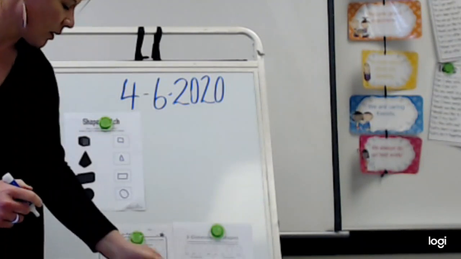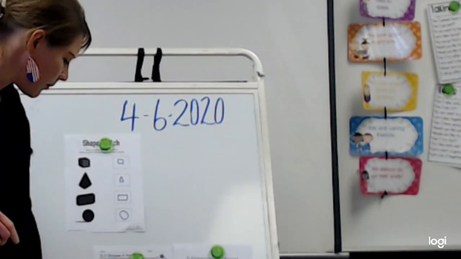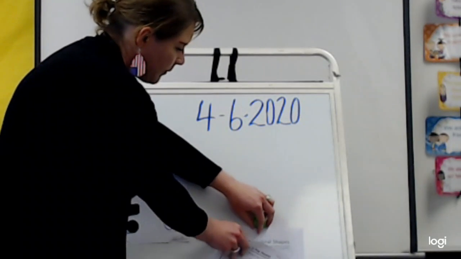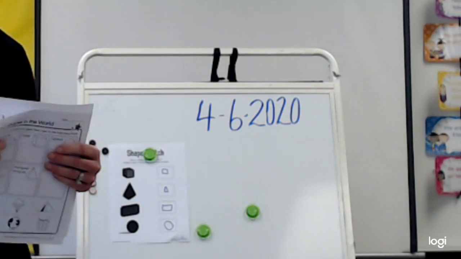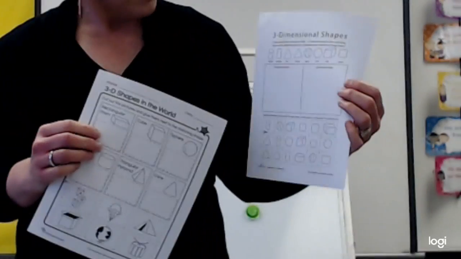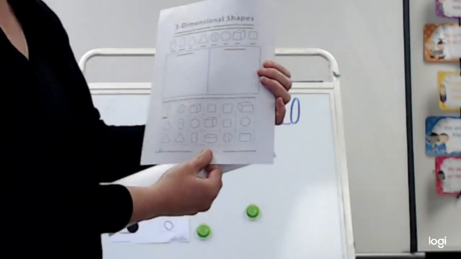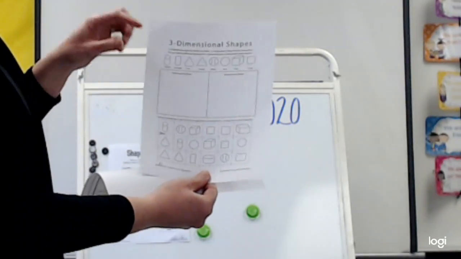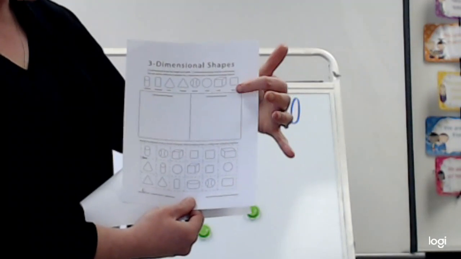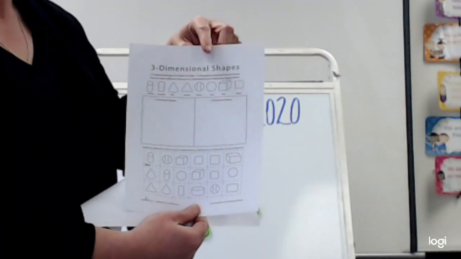All right, boys and girls. So I hope you had an easy time matching those. And then our next 2 papers, they are cut and paste. I will let you do these on your own. And you can see just on this paper, on the left side it says 2-dimensional shapes, 2D shapes. On the right side it says 3D shapes. And you're just going to cut and put the shapes in the correct box.